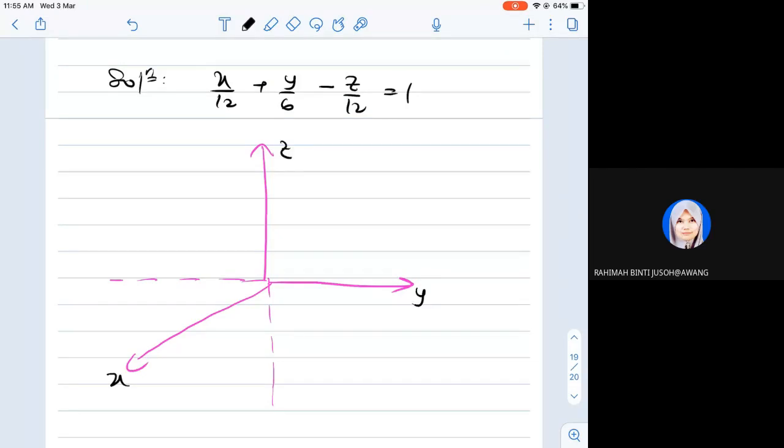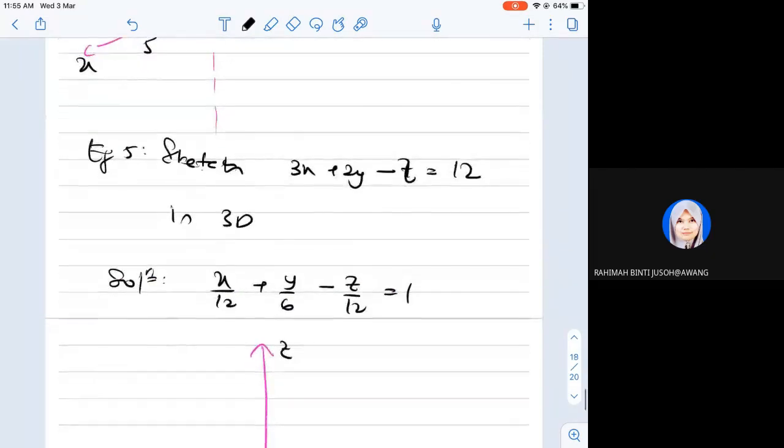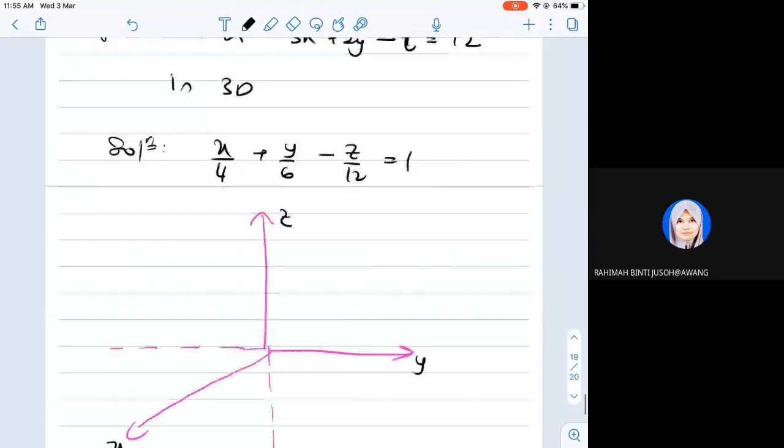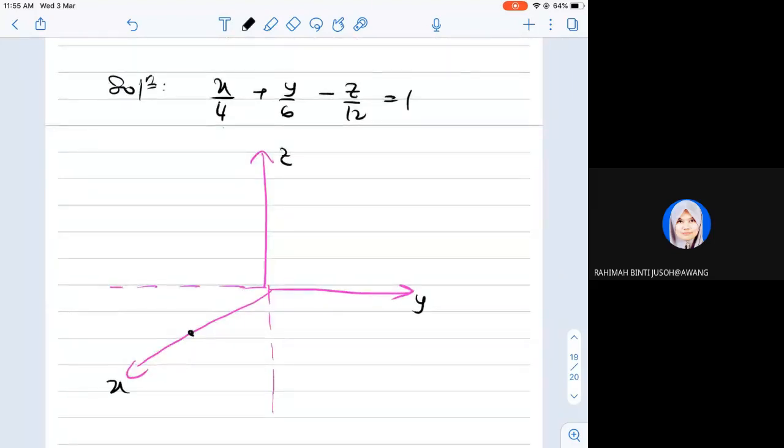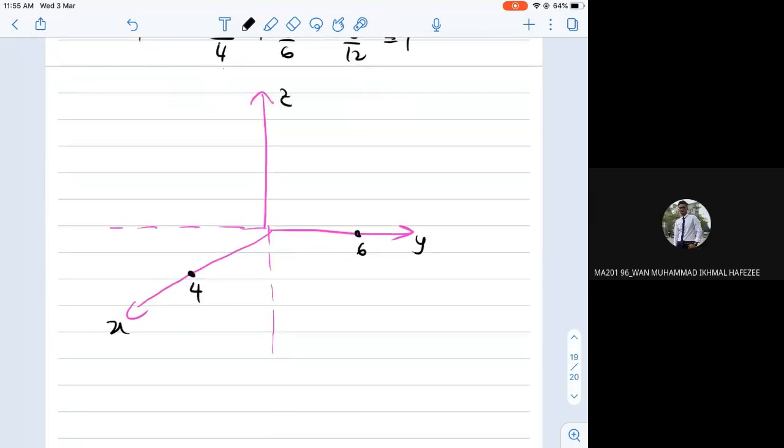Dalam kes kita ni, kenapa 12? You all tak tegur pun saya. 3/12 jadi 4. Okay, so X equals to 4 sini kan? Y equals to 6. How about Z? Negatif. Negatif belah atas ke bawah? Bawah. Okay, very good. Negatif 12. So dia akan mencantumkan ketiga-tiga titik ni. So jadilah dia bentuk plane macam itu.